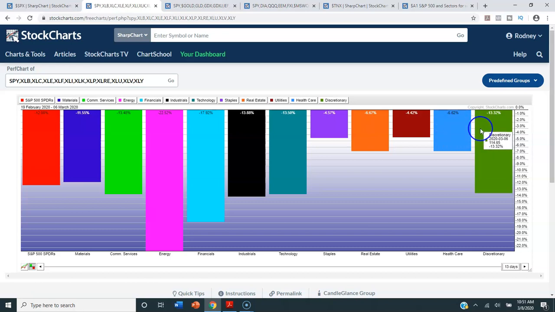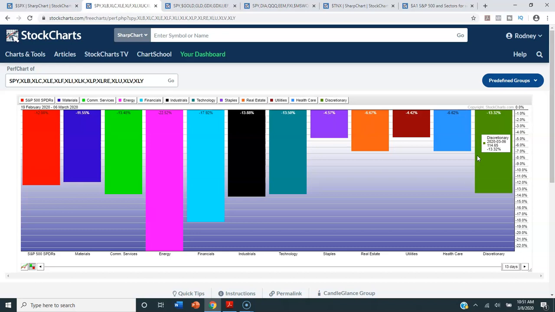And then you get the discretionaries, which, just think about the word discretionary. We don't have to buy these things, but we do buy them. There's a lot of retail in there. Amazon makes up, at last I looked, over 20% of that whole sector by itself, right? So you've got the XLY, which is the ticker for consumer discretionary. The discretionary sector is down 13.32% during the last 13 trading sessions.